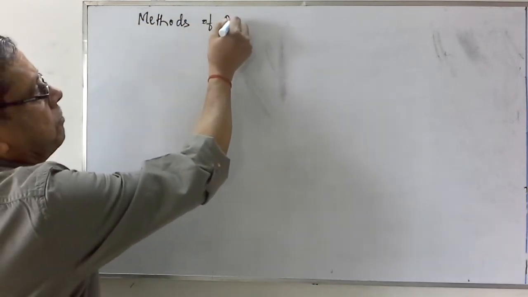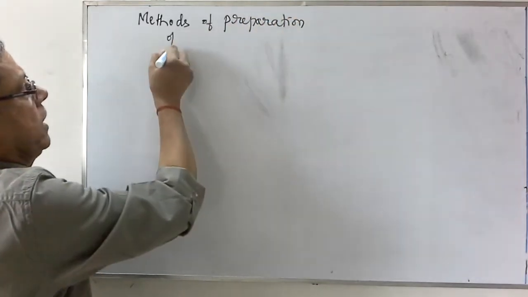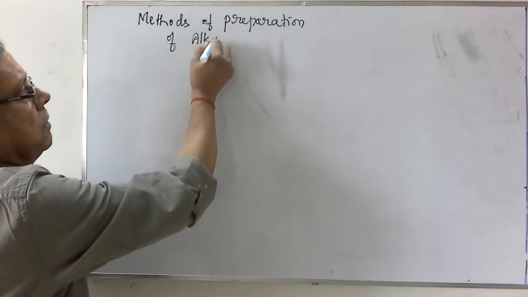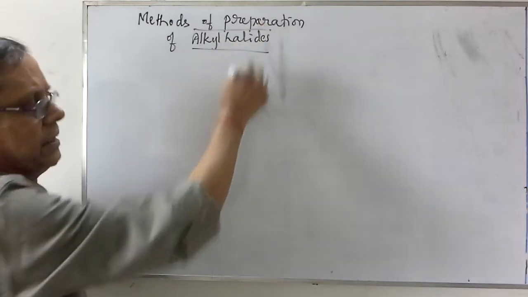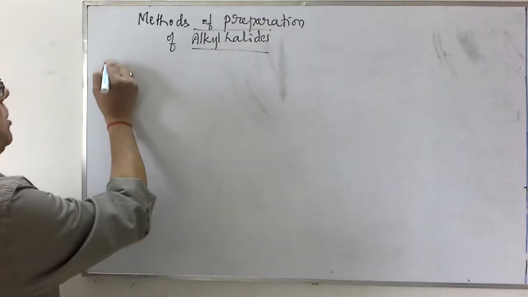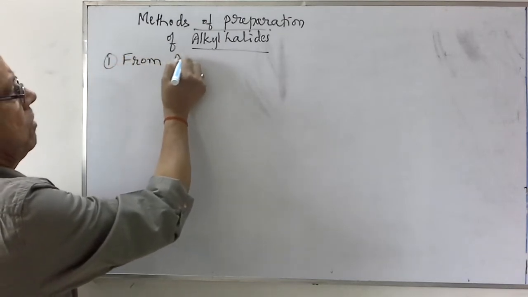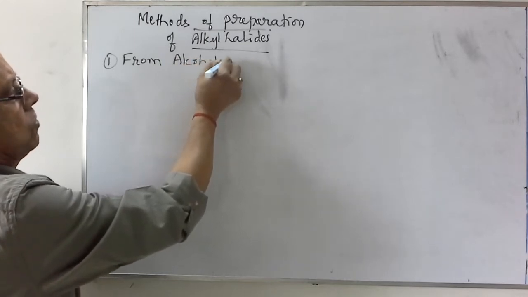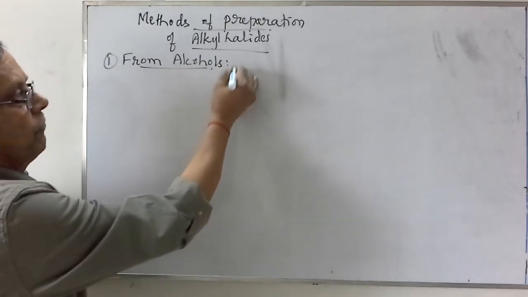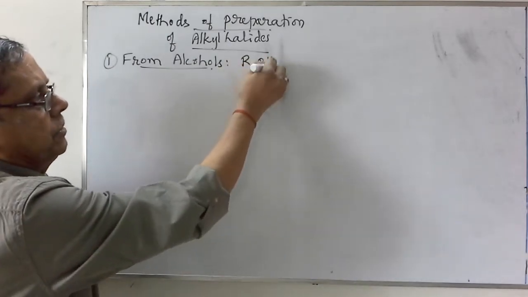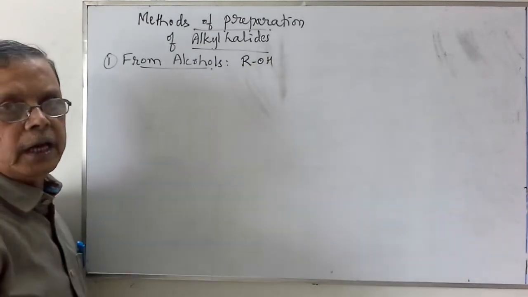Methods of preparation of alkyl halides. There are so many methods available for the preparation of the alkyl halides. The first method that we study is from alcohols. Alcohols are the hydroxy derivatives of the aliphatic compounds. So the general formula of an alcohol can be written as ROH, where R is an alkyl group. So the OH group is the functional group in the alcohols.